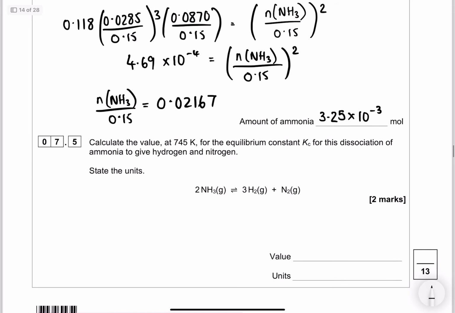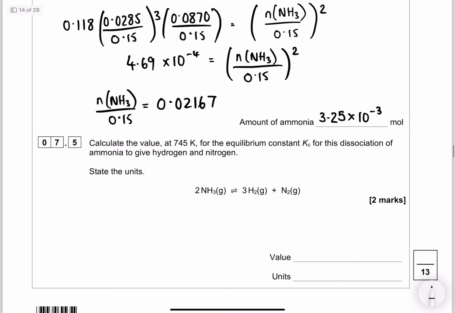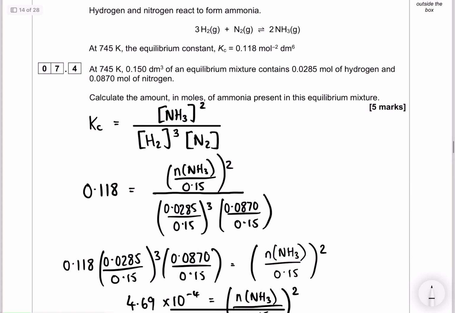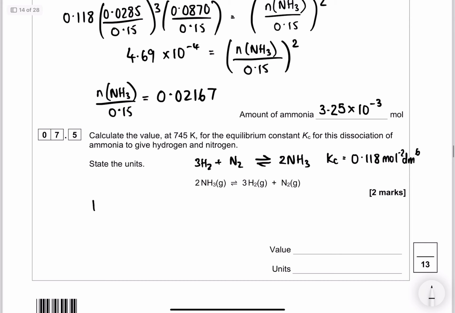Calculate the value at 745 K for the dissociation of ammonia. So when we want to go back and look at how this compares to our other equation. We can see that our original equation, which went 3H2 plus N2 makes 2NH3, had a Kc value of 0.118 mol^-2 dm^6. And what we've done here is we've reversed it. So our Kc value is going to be 1 over 0.118.